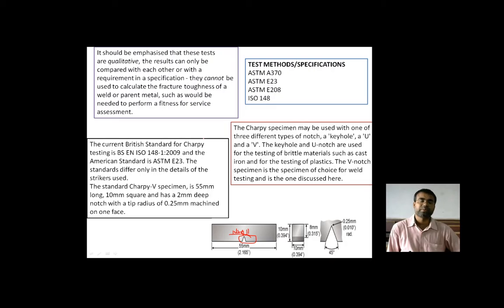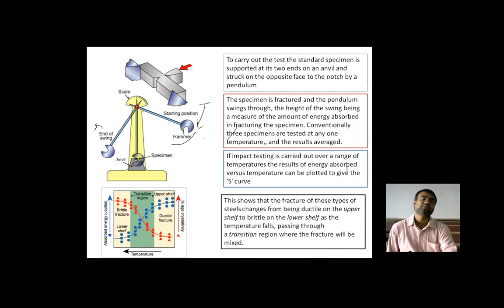The V notch specimen is the specimen of choice for weld testing and is the one discussed here. How it is to be struck, the positioning is shown in this setup. This CHARPY test provides a better result as compared to the IZOD. As you can see, the impact of the striker is behind the notch. That is how this test is to be identified.